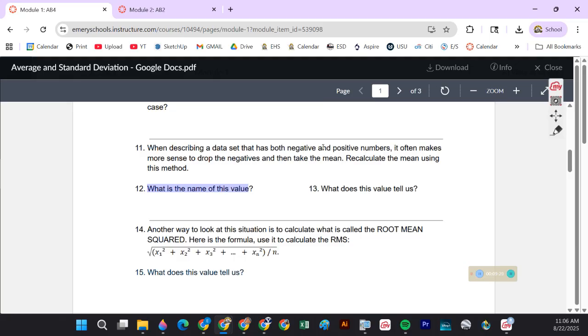Okay? But we do want to know how far numbers are from 0. And when we did this calculation, we did the absolute value, added them together, and then divided by the total number, right? What is another calculation we can do that will get rid of negatives? Square things, okay? So we can calculate what is called the root mean squared. And it's pretty similar to the absolute value.